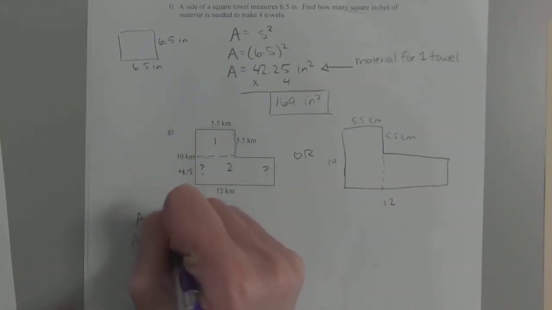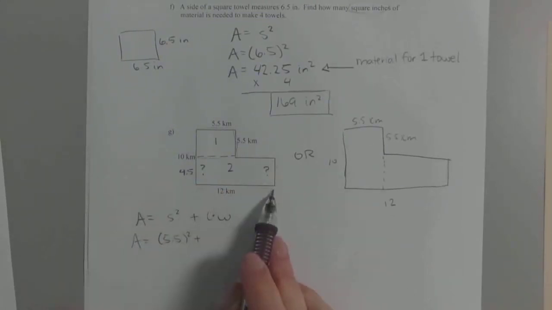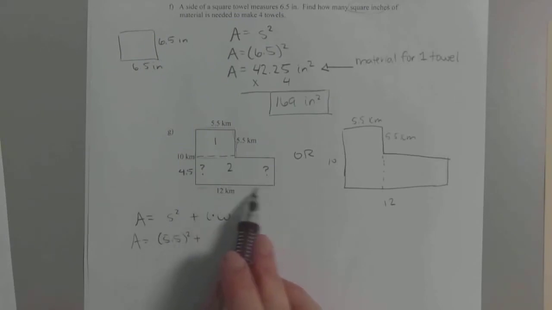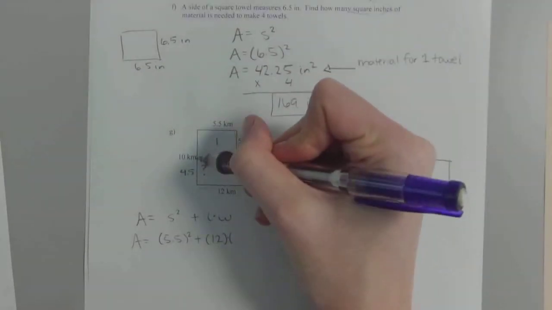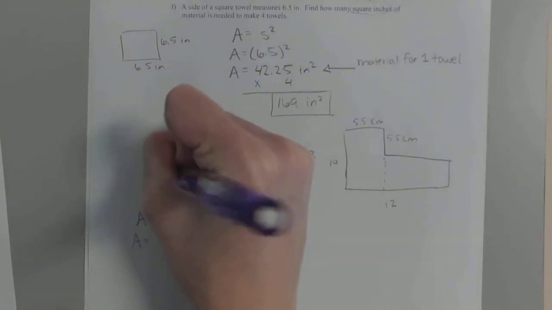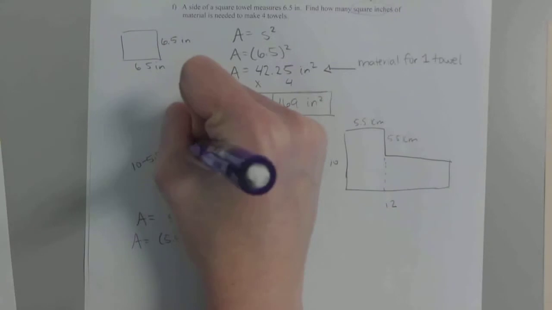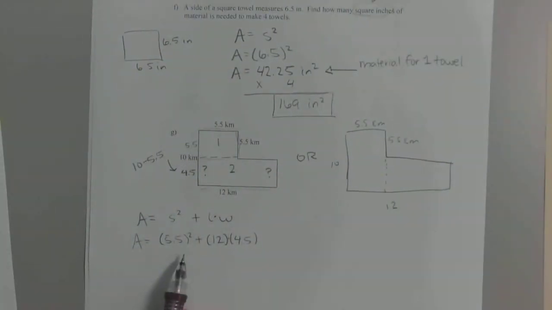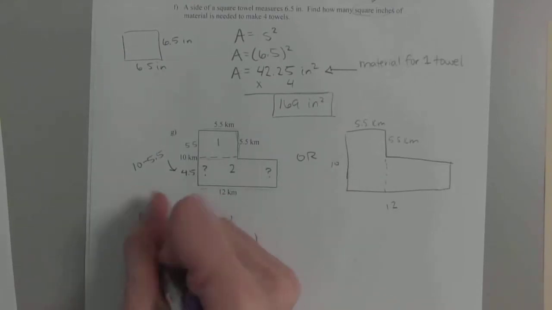So what are the sides of our square? 5.5. So we're going to take 5.5 squared. And then what is the length of our rectangle? 12. 12, right? We didn't do anything to that. And then what is the width we just calculated? 4.5, right? I'll maybe write that. That was 10, take away the 5.5 from up above, right?